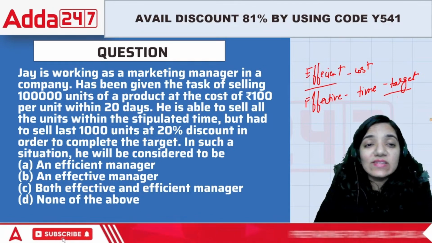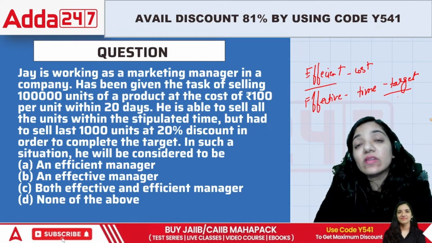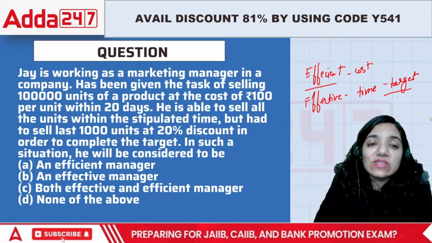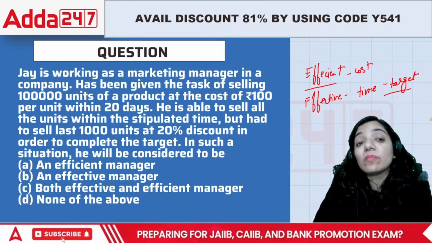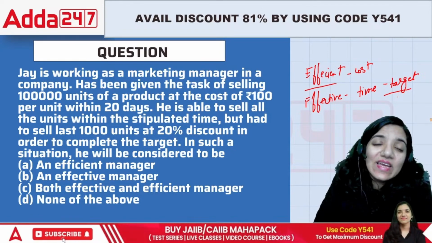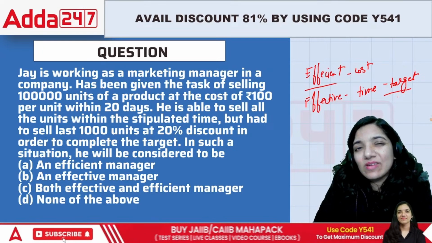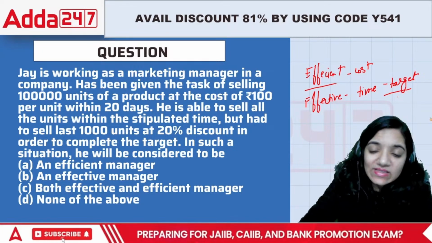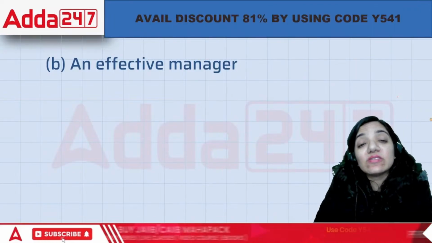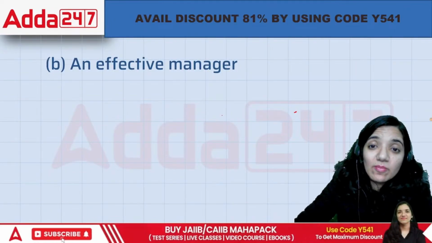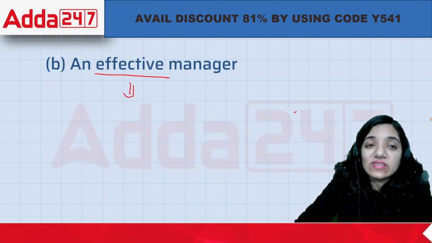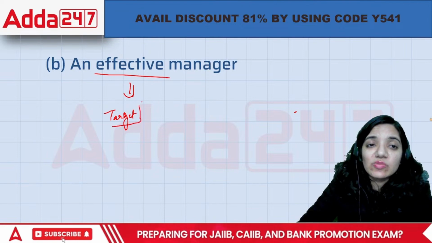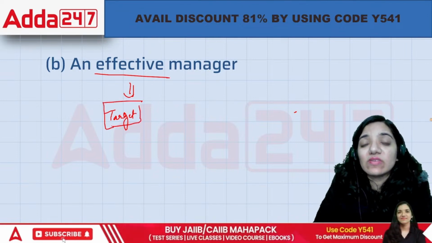In this case, he had to sell the 1,000 units at a 20% discount in order to complete the target. So basically, he was able to complete the target, but at a cost which was more than that. So the correct answer is he was effective. His targets were definitely complete, but at a higher cost. That's what we talk about as being effective.